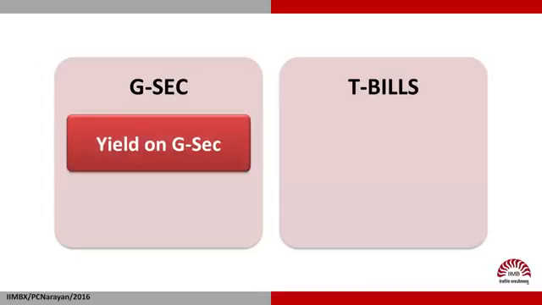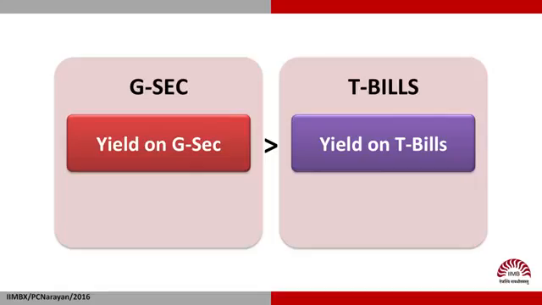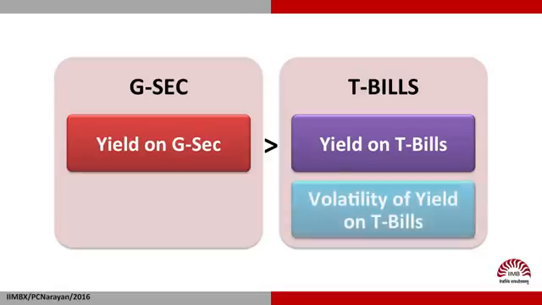It may be appropriate to mention here that the yield on G-Sec, which are long-term in nature, would almost always be higher than the yield on short-term T-bills. This again is in line with the term structure of interest rates that we have looked at in an earlier session. In case you've forgotten, go back and look up term structure of interest rates. Also remember, yields on short-term T-bills would be relatively more volatile than the yields on G-Secs simply because the impact of inflation and money supply on short-term interest rates would be far higher than on long-term interest rates.